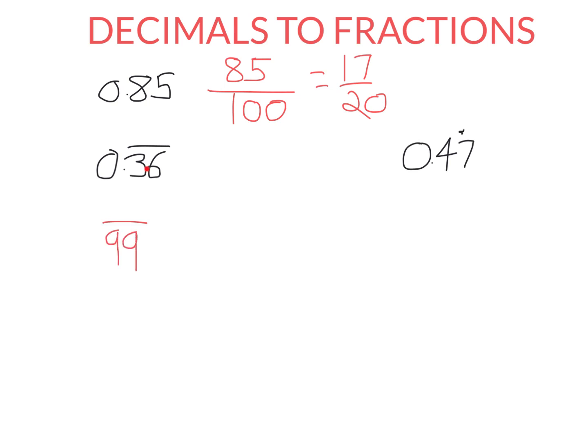So what goes on the top? Well, we just write the digits in the reptend. So it's 36 over 99. Again, we chose 99, two 9s, because there were 2 digits that were repeated in the reptend. Once again, we need to simplify this if possible. 36 and 99 are both divisible by 9. It's 4 over 11. So that part was easy.